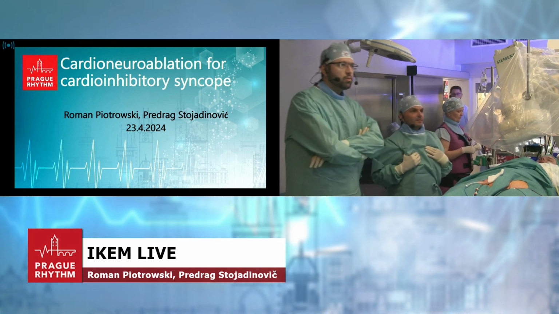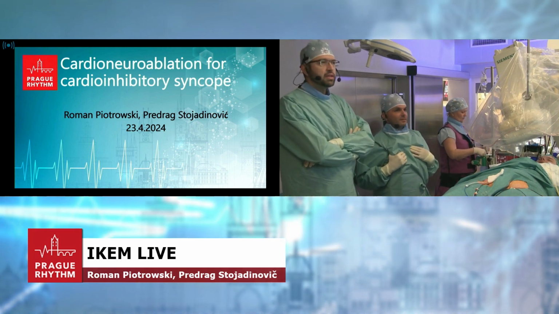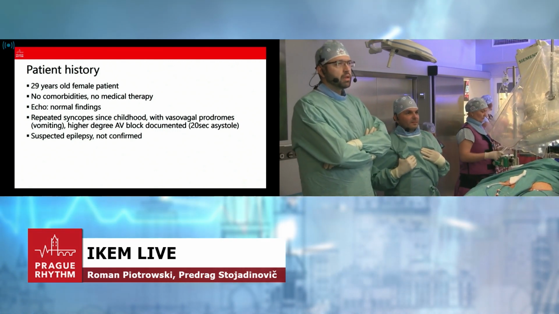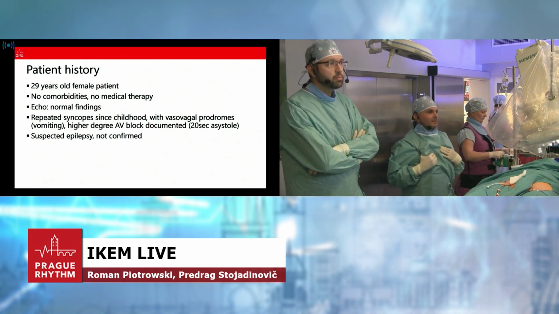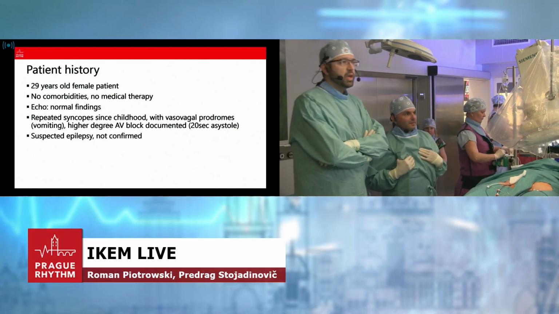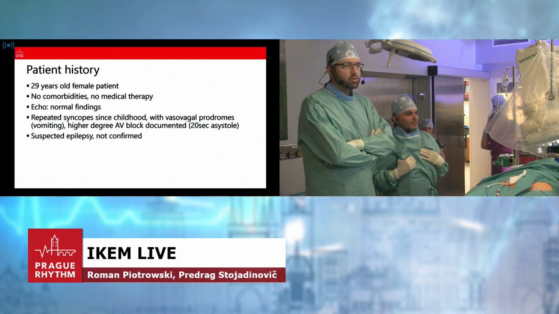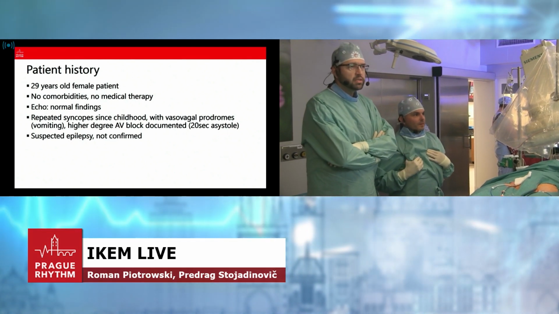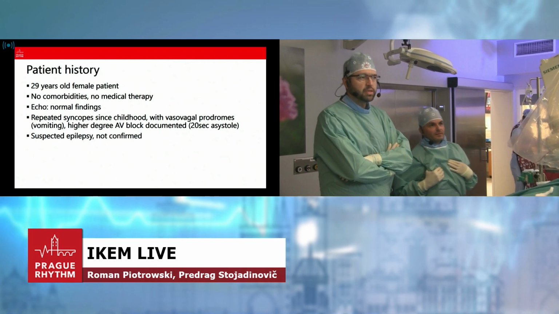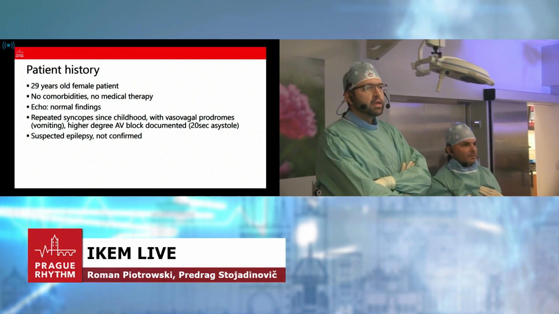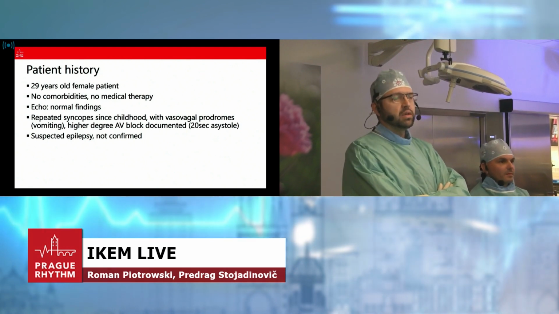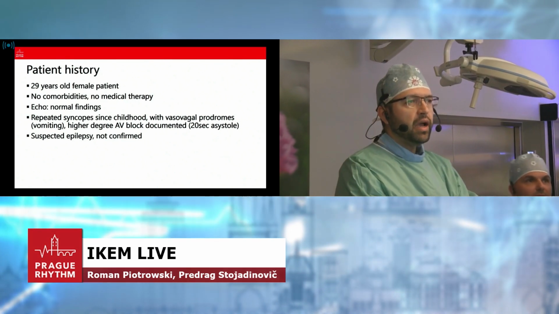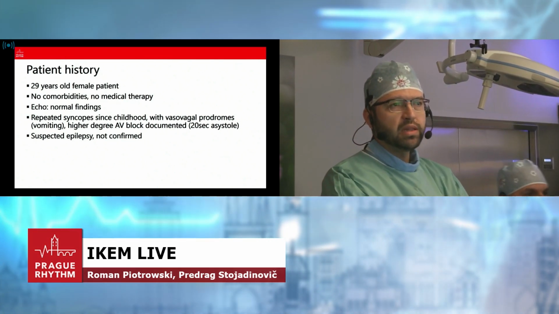Okay, so today we are here with Dr. Piotrowski. We will present a case and show you the case of cardio-neuroablation for cardio-inhibitory syncopes. We have here a 29 years old female patient without comorbidities, without structural heart disease. She had repeated syncope since childhood, and that's the reason why epilepsy was suspected but not confirmed. And these syncopes were with typical vasovagal prodromes, with vomiting, and a higher degree AV block was documented with 20 seconds asystole.